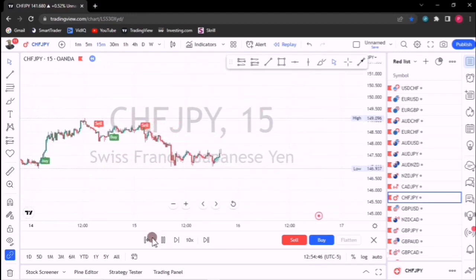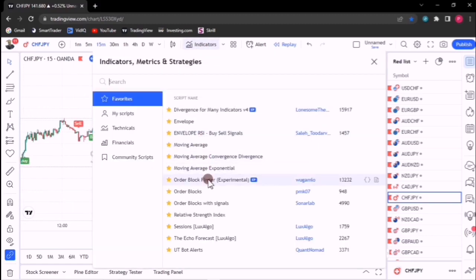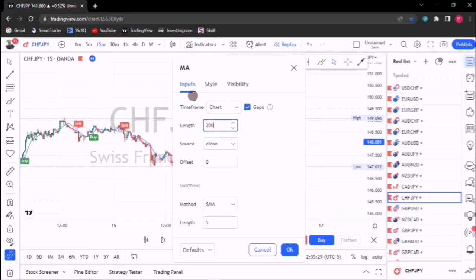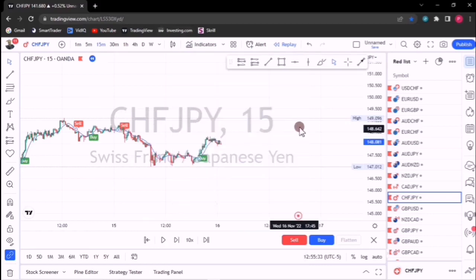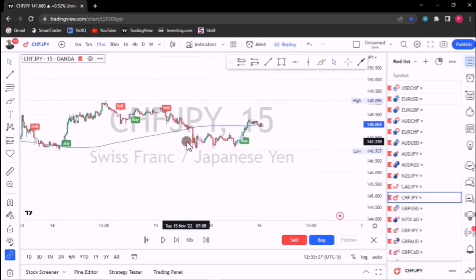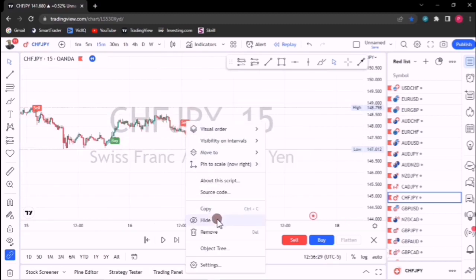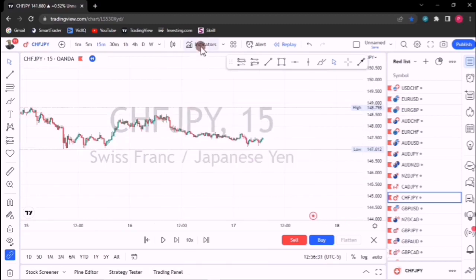For example, you can bring in the 200 exponential moving average, and then you make the length 200, and then you press OK. This is what some traders do. If price is above the 200 period, you look for buy entries. If it is below, you look for sell entries. Okay, let's remove this indicator so that we set it afresh.